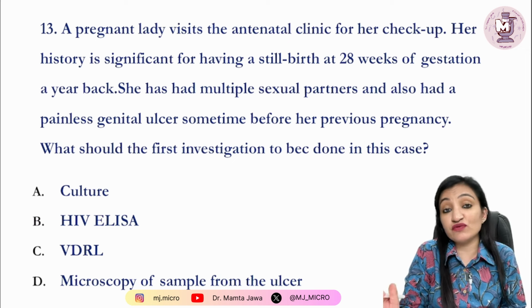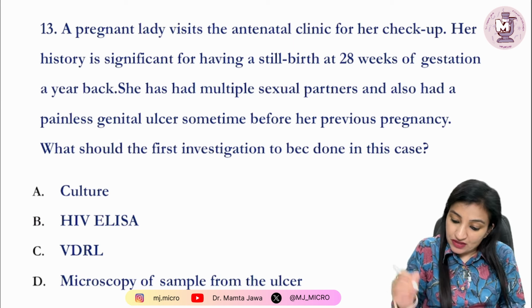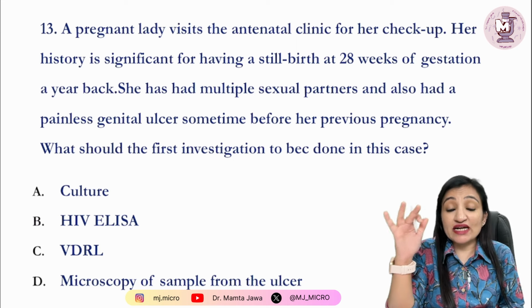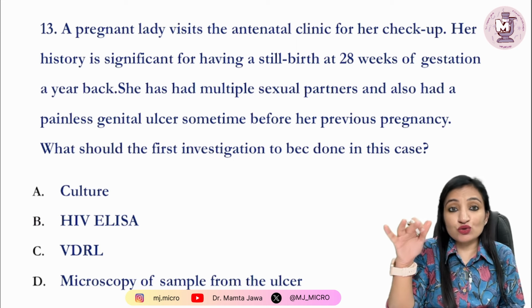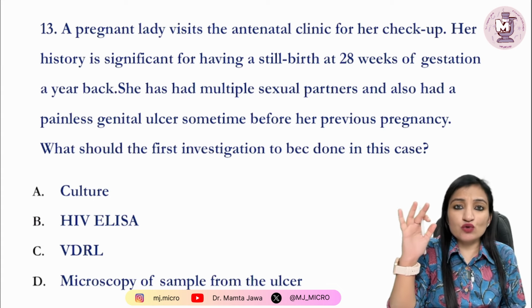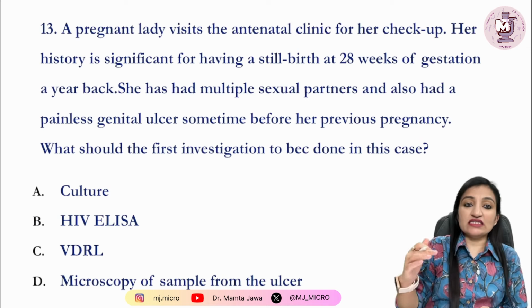What should be the first investigation to be done in this case? Now, she had multiple sexual partners, also had a painless genital ulcer sometime before her previous pregnancy, and she also has a significant history of stillbirth. So what should we rule out in this case? All the antenatal ladies have to be tested for syphilis.